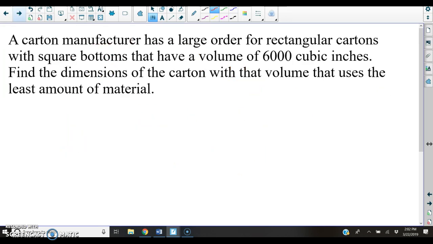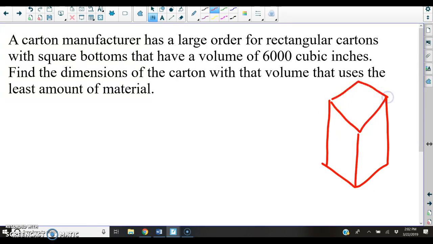All right. A carton manufacturer has a large order for rectangular cartons with square bottoms that have a volume of 6,000 cubic inches. Find the dimensions of the carton with that volume that uses the least amount of material. Strain the brain here. So the bottom is going to be square. I'm not an artist, so excuse me. So this is x, this is x. But the height is going to be different. How can you find that height when you know your volume is 6,000?